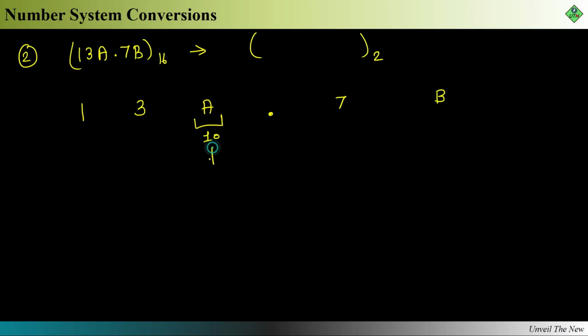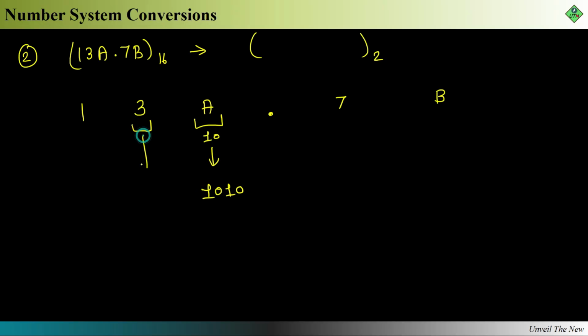Now let's take one rational number, that is 13A.7B. This is my hexadecimal number that I want to convert to a binary number. First of all I will write down all the hexadecimal digits, 13A.7B. Now for each and every digit I need to write down its binary equivalent in the group of 4 bits. For A we know that it is 10 and the binary of 10 is 1010.